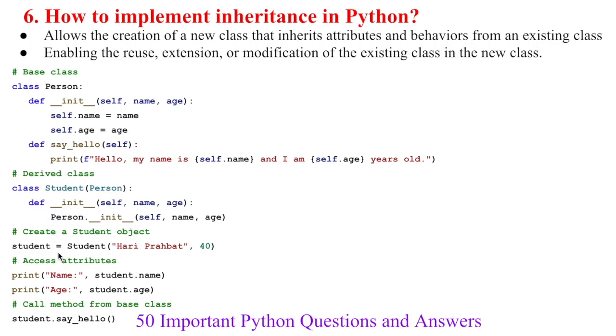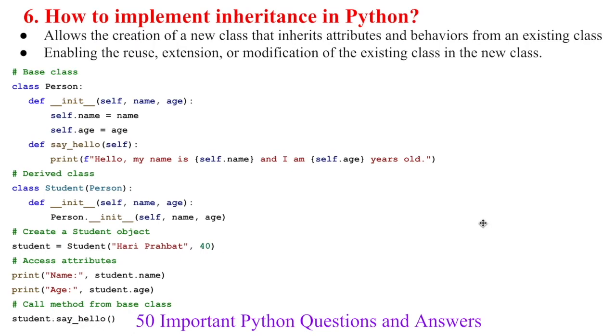Next, create an object of the derived class. In this example, student is an object of the Student class that is created by passing the name and age arguments to the constructor. And finally, access the attributes and methods of the derived class. Here the name and age attributes of the student can be accessed using dot notation. The say_hello method of the student is inherited from the Person class and can be called directly on the student.